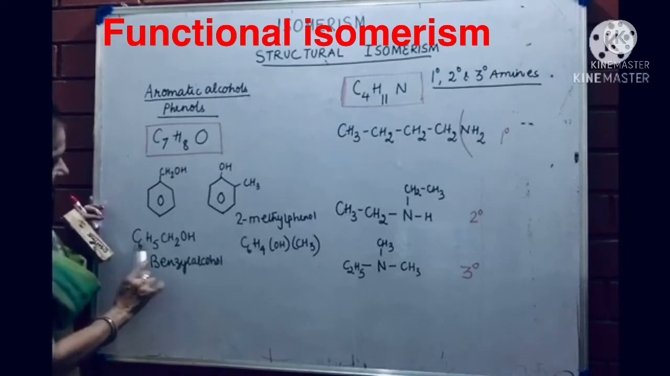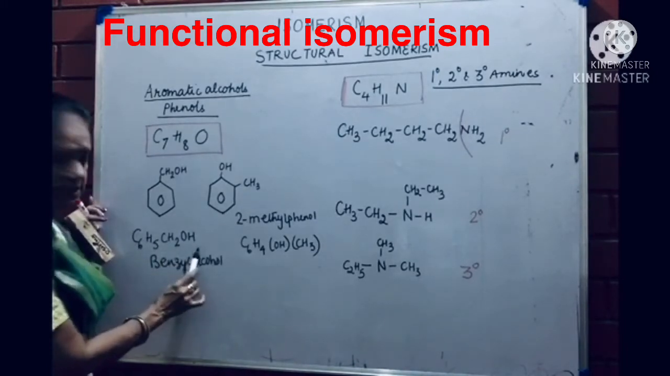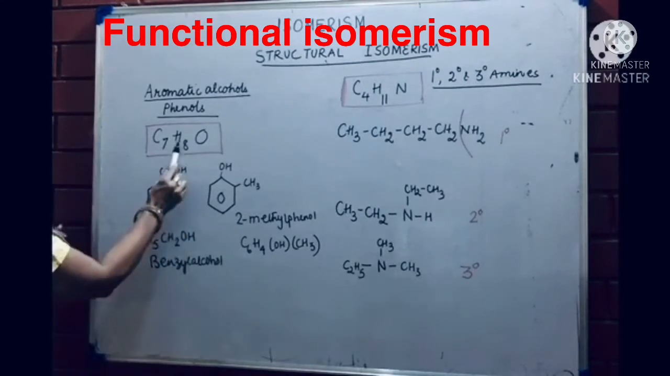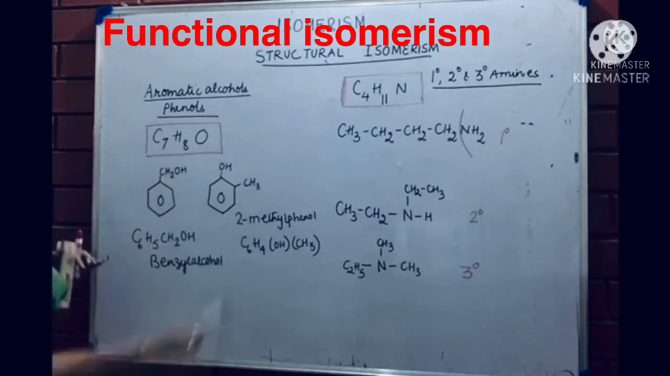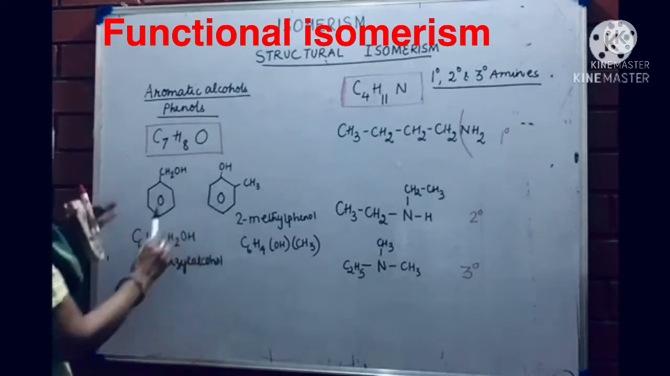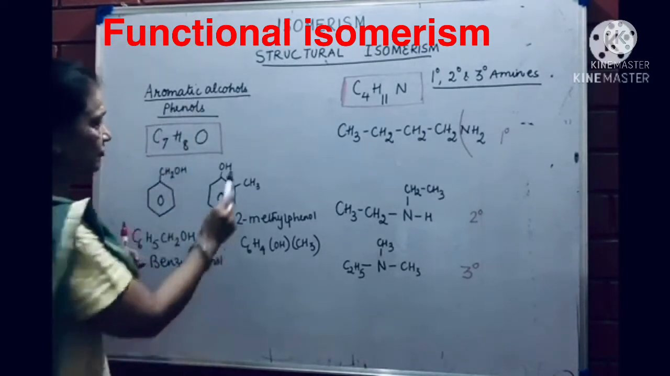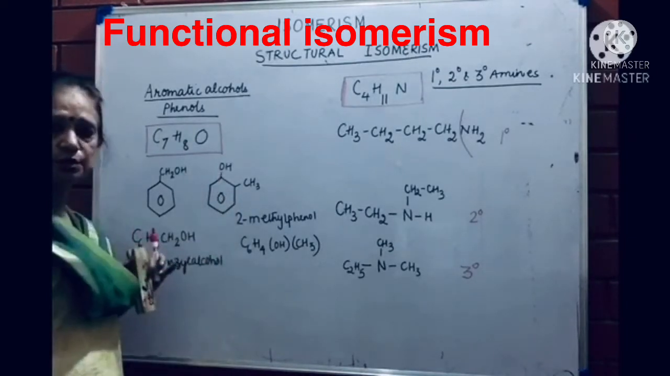So it is C6H5CH2OH. If you count the number of carbon atoms and hydrogen atoms, they match this molecular formula. Similarly, the second one, the pair of this. I've written here aromatic alcohols and phenols. So phenol, you remember, was OH onto the ring.